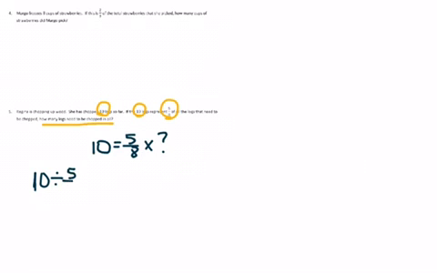Number 5 reads, Regina is chopping up wood. She has chopped 10 logs so far. If the 10 logs represent 5/8 of all the logs that need to be chopped, how many logs need to be chopped in all? Okay, so this one's a little bit different. This is saying 10 logs is equal to 5/8 of some number. So 5/8 times some number. And I rewrite that as a division problem of 10 divided by 5/8, and we multiply the reciprocal.